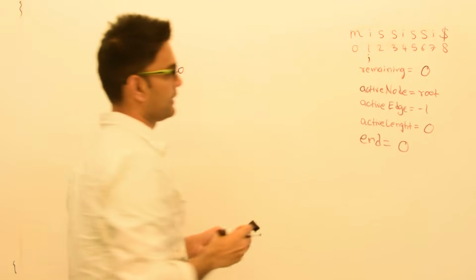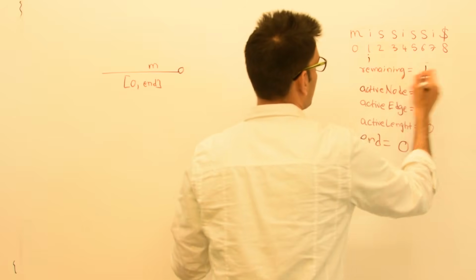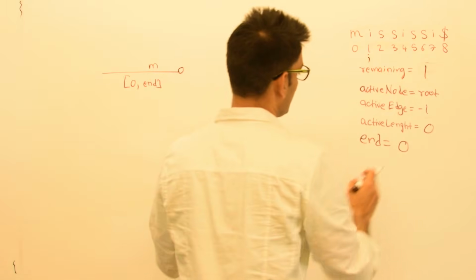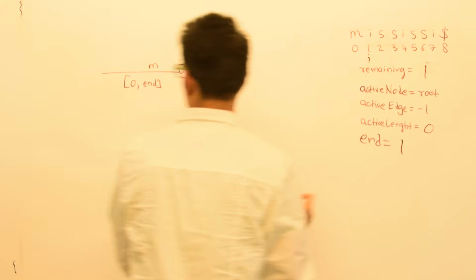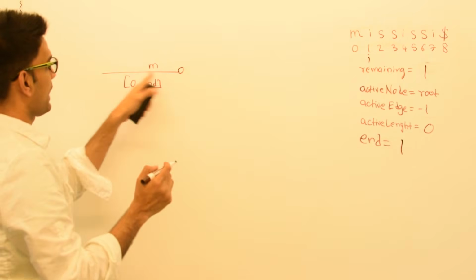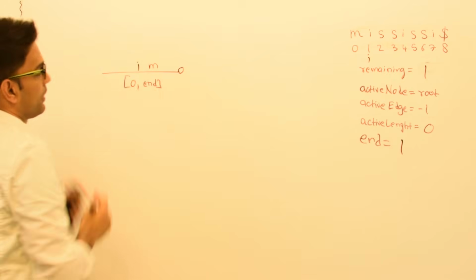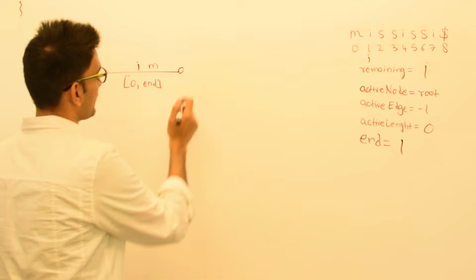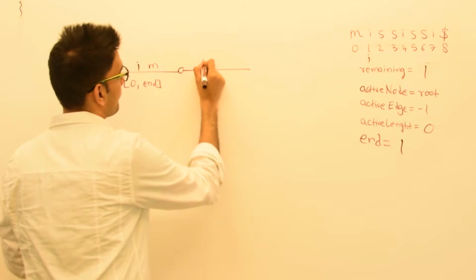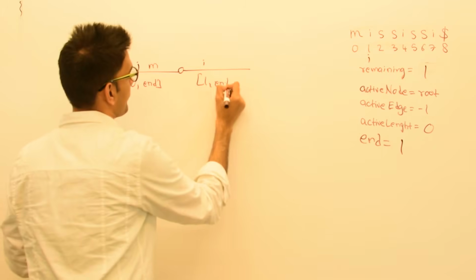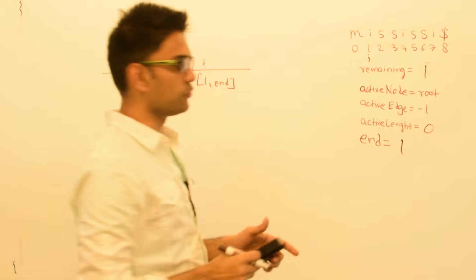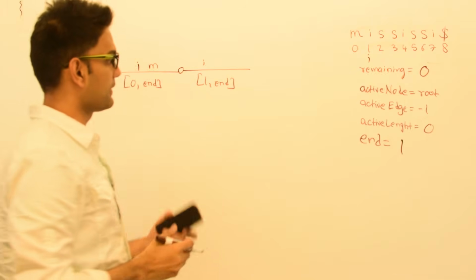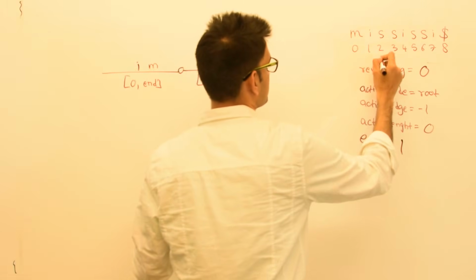So again, first thing we do is we increase our remaining by 1. Then we go into this while loop while remaining is greater than 0. Then we increment our end, so end becomes 1. So this is now really representing MI, since end is 1. Then since the active length is 0, we check is there a path from root starting with I. There is none, so we create one. And since we created a new leaf edge, remaining becomes 0. And since remaining is 0, we end the current phase and start the next one.